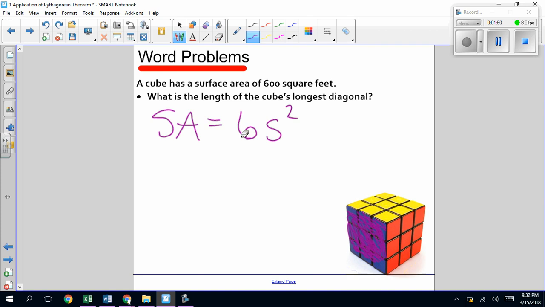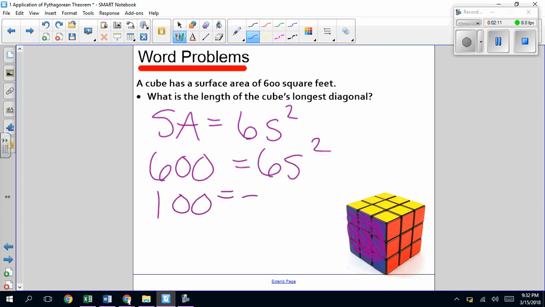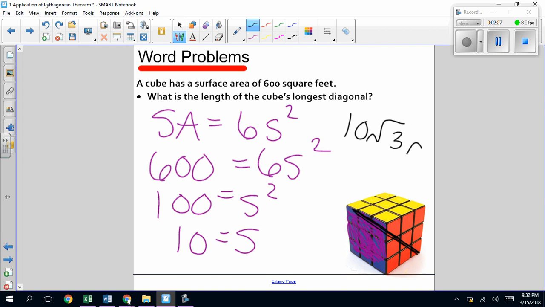Okay, so we want to know the length of the cube's longest diagonal. The space diagonal is always the longest diagonal for a cube or a prism. In fact, it is the longest part of a cube or a prism. And so here, if the surface area is 600 square feet, right, we divide both sides by 6. Then the side length is 10. So what is the longest diagonal? In other words, what is that length of that space diagonal going through that cube? It is 10 times the square root of 3 feet.